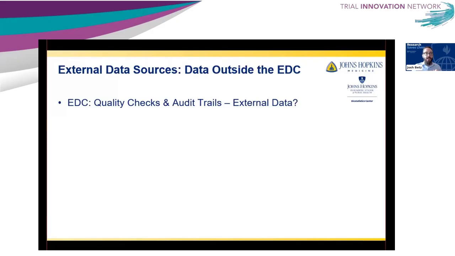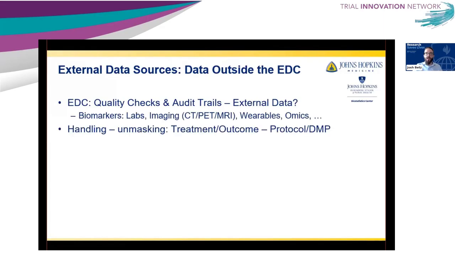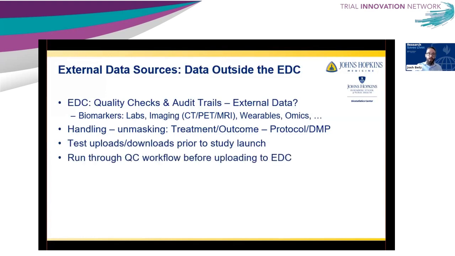And whenever we have the EDC, that sets some guardrails and some quality checks and our audit trails. But if we have data that's being processed outside the EDC, labs, imaging, omics, wearables, and so on and so forth, not everything can be processed in the EDC. It's important to have a plan for how this stuff is handled to avoid accidental unmasking of treatment or outcome information. And we need to make sure that we're testing this process prior to study launch to ensure smooth sailing.